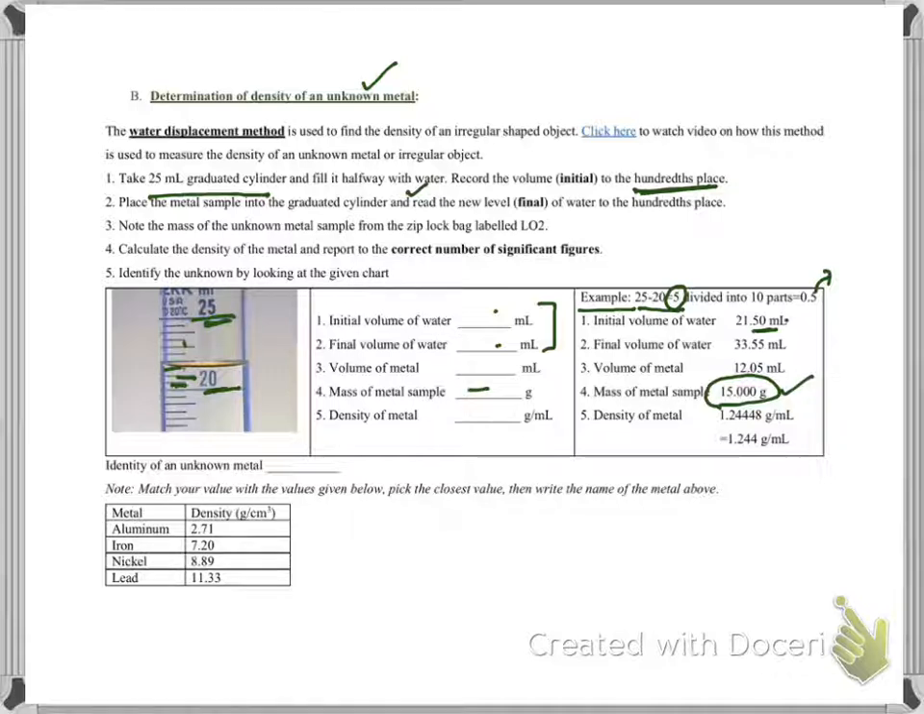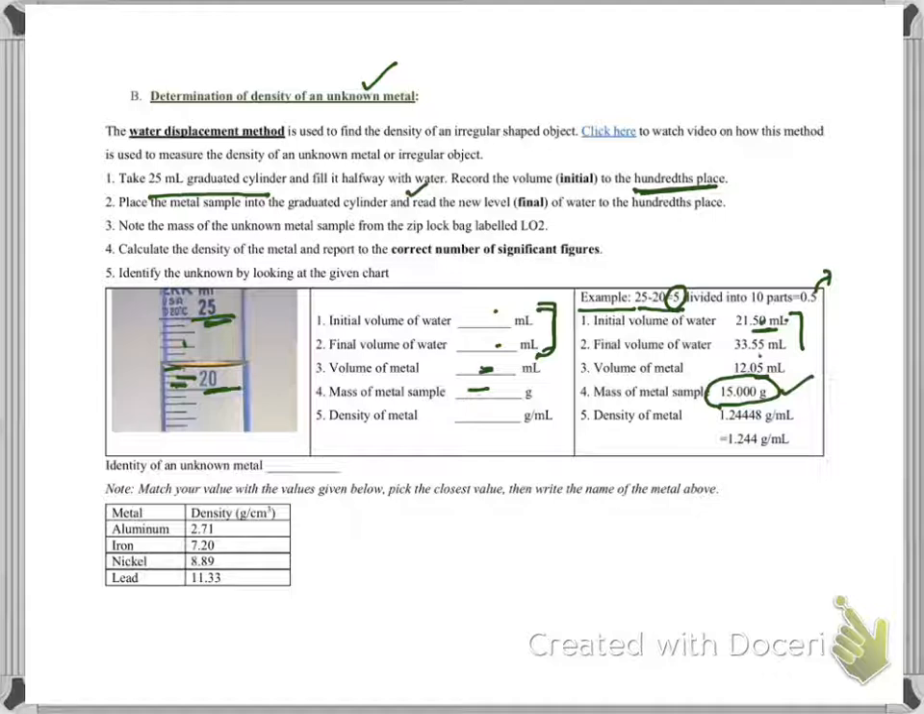Now we have the volume of metal, we have the mass of the metal, we can find out the density. Now keep in mind that when you are finding the volume of the metal here, you are subtracting these two numbers. That means you are applying the subtraction significant figure rules. You look at the number of digits after the decimal, and you need to have the same number of digits after the decimal.